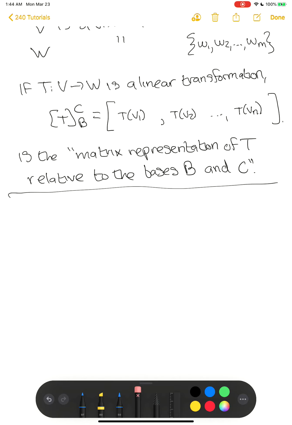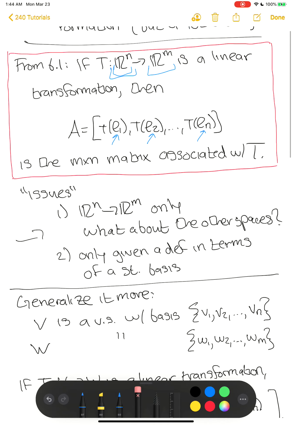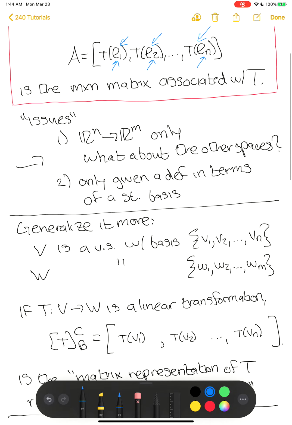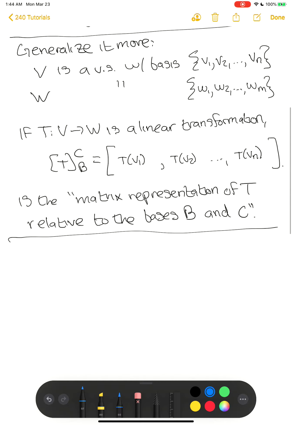So we're not doing anything different than this first definition, right? All I'm doing is sending some vector through T, and then sending this vector through T, and then sending that vector through T. In this case, these happen to be the standard basis vectors. Here, these are just the random basis vectors they give us.